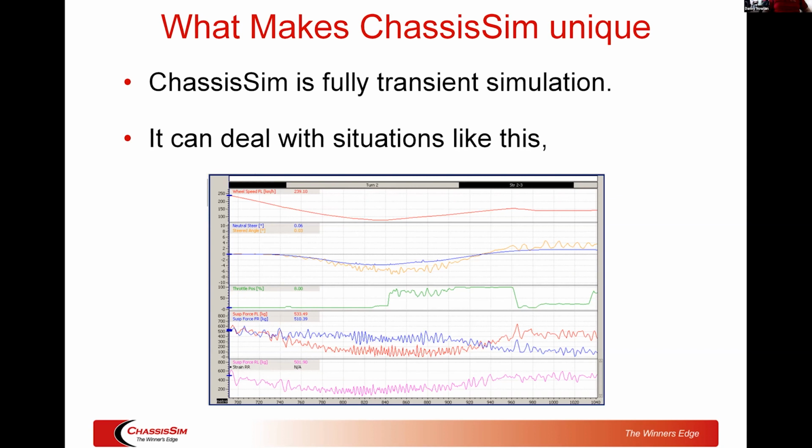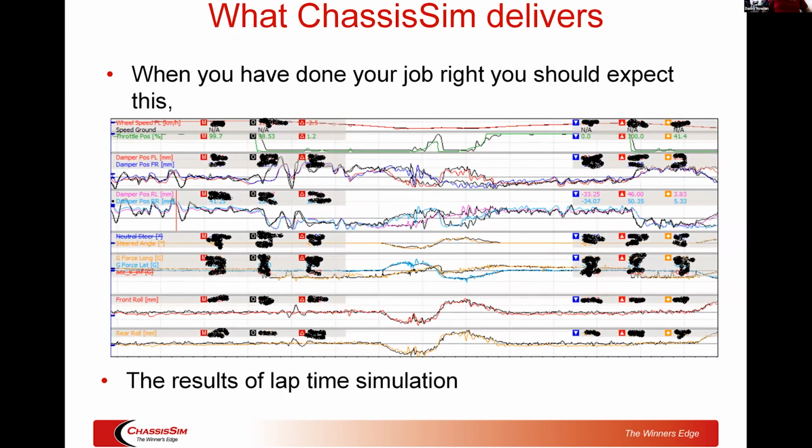And when it comes to transient lap time simulation, we were the first to market, and we are the industry standard. Now, in terms of what ChassisSim delivers, when you have done your job right, when you've measured the car properly, you've calibrated the data appropriately, you've gone through in systemized fashion and put it all together, this is the correlation you should be expecting. Now, actual is colored, simulated is black. So what we've got here is speed, throttle, front dampers, rear dampers, steered angle of the tire, lateral G, longitudinal G, front and rear roll. That, folks, is the end point of when you have done your job properly.